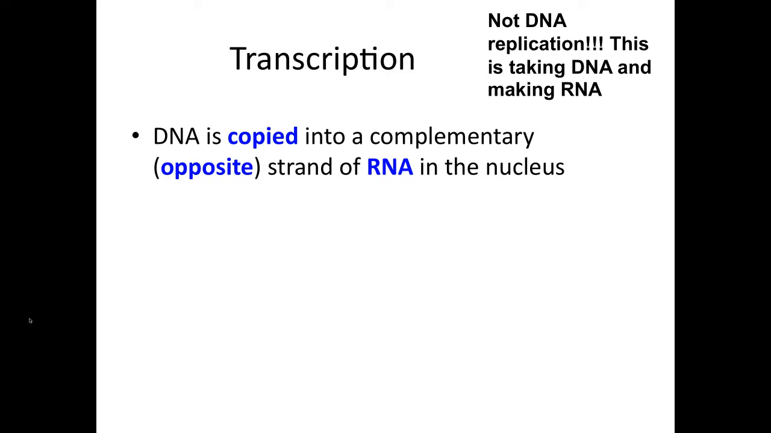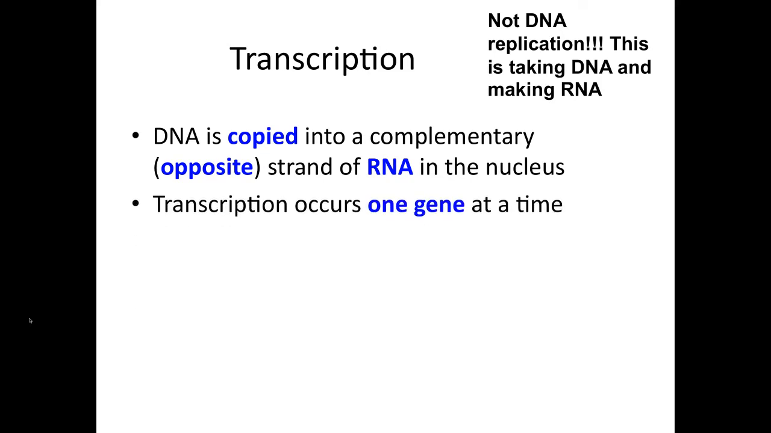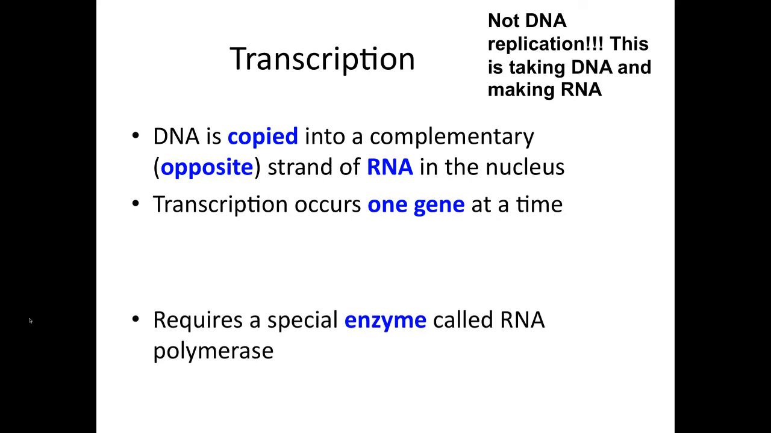Now it's important that this is not the same thing as replication. Transcription is copying DNA into a strand of RNA. This is just going to be a single strand that we're making, and it's a complementary or opposite strand of RNA. And transcription is going to occur one gene at a time, depending on what gene we need. If I need a gene that's going to synthesize more skin cells because I'm lacking those and I need to replace them, transcription is only going to make that gene.